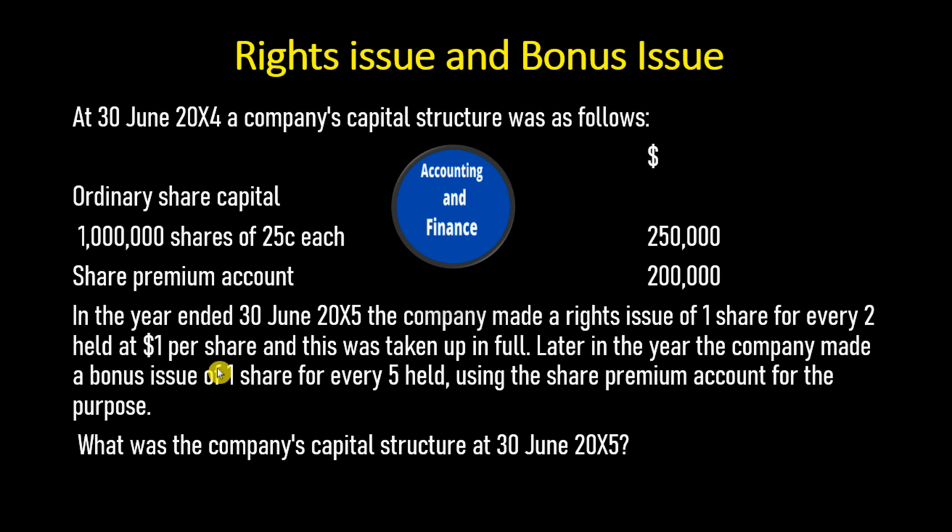In the year ended 30 June 20x5, the company made a rights issue of 1 share for every 2 held at $1 per share, and this was taken up in full. Later in the year, the company made a bonus issue of 1 share for every 5 held, using the share premium account for the purpose. What was the company's capital structure at 30 June 20x5?